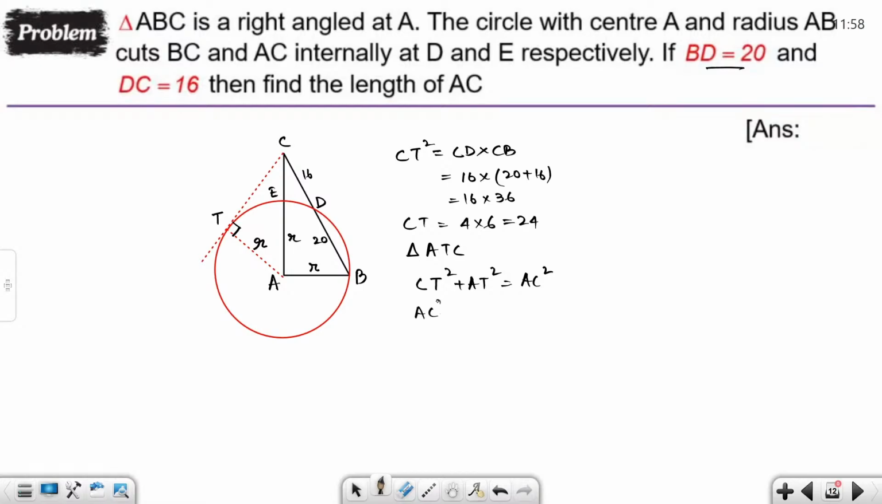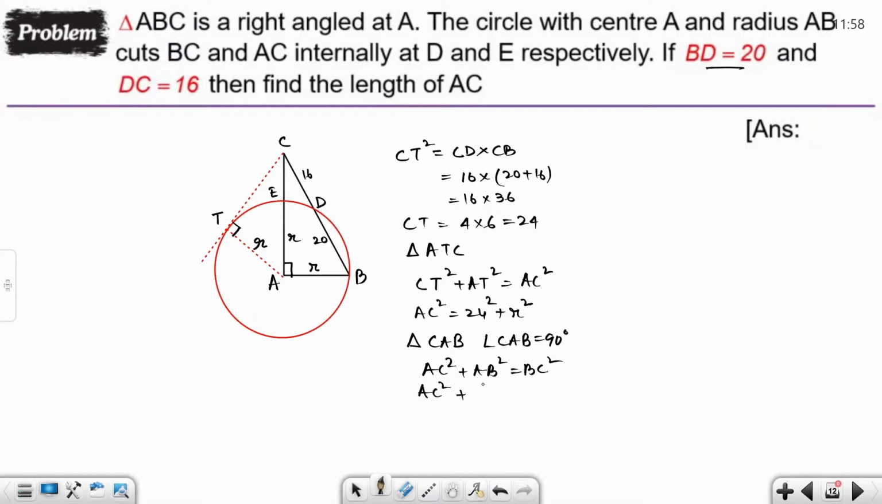So your AC square comes to, CT square is how much? It's 24 square plus AT square, which is the radius R square. Again, we have been given that angle CAB in the triangle CAB is 90 degrees. So again, I am applying Pythagoras theorem. So we can write that AC square plus AB square will be equal to BC square.